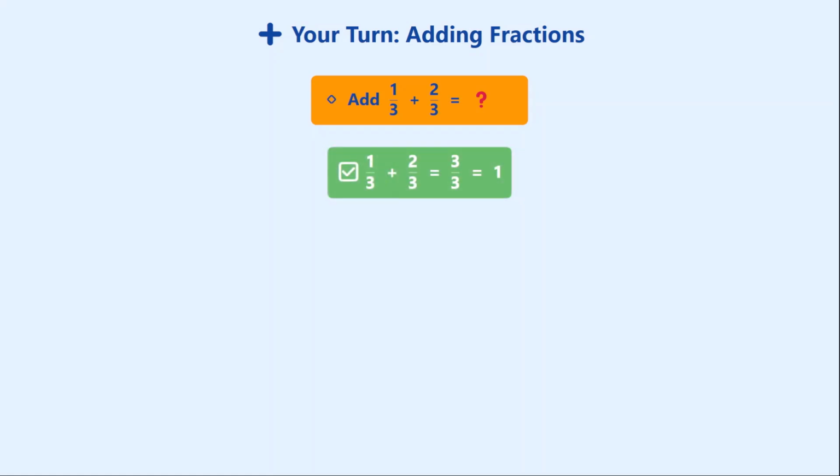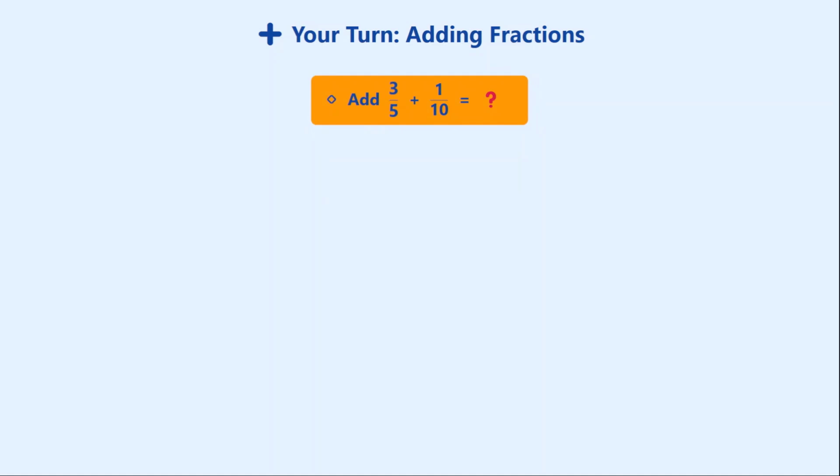Now it's your turn. Let's see if you can add these fractions. First one. Add 1/3 and 2/3. Are denominators the same? Yes. Then just add the numerators. What do you get? Take a moment, try it yourself. The answer is 3/3, which simplifies to 1. Did you get it? Great work.